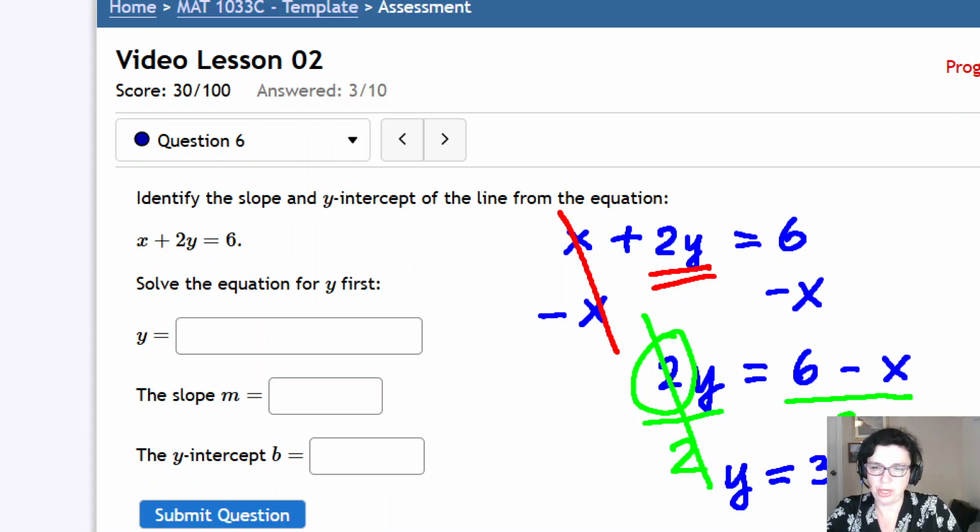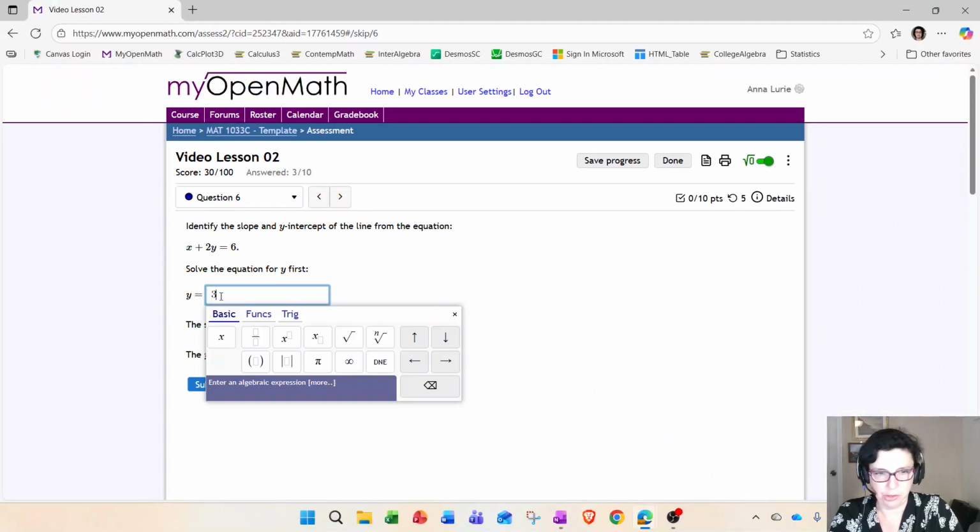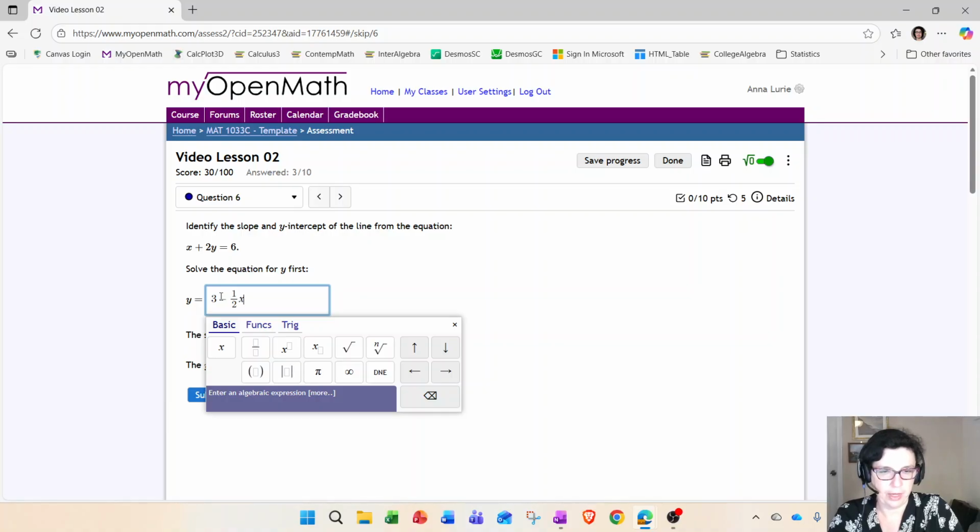However, what they usually want is a number times x instead. And here is a trick. Instead of dividing by a number, you can multiply by what's called its reciprocal. Reciprocal means 1 over, so it's like 1/2. So instead of dividing by 2, you can multiply by 1/2. So this is going to become 1/2 x. And that's your answer. So we're going to put that right here. It's 3 minus 1/2 x.